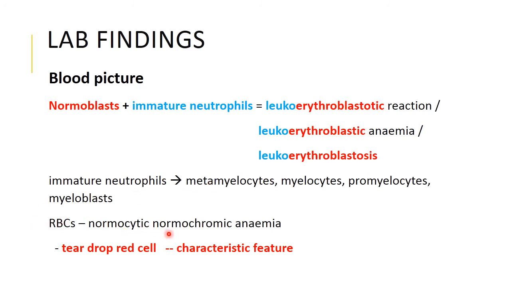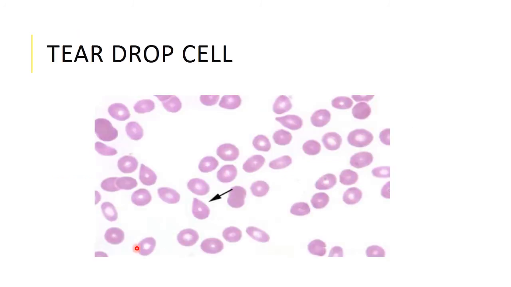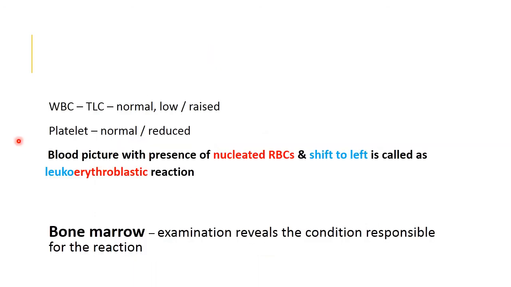RBCs will show normocytic normochromic anemia. Along with this, another characteristic feature is the presence of teardrop cells. So the blood picture shows normoblasts plus immature neutrophils, that is leukoerythroblastosis, and the RBCs also show teardrop cells. This is the teardrop cell. A pointed projection is present which appears like a drop. WBCs, that is total leukocyte count, can be normal, low or raised. All three can be present.